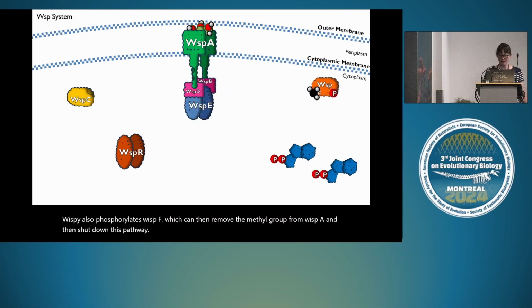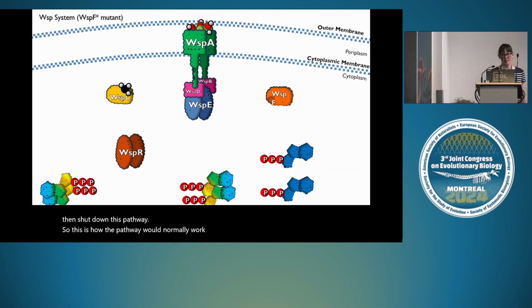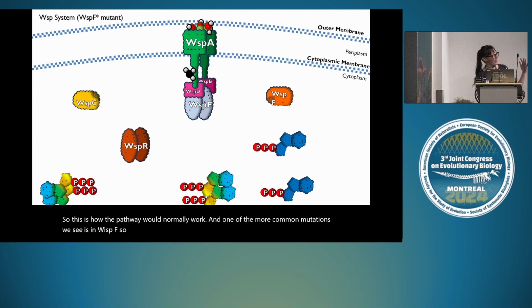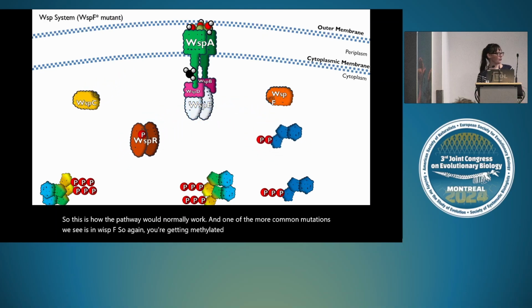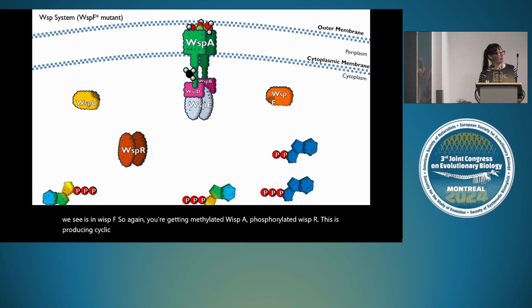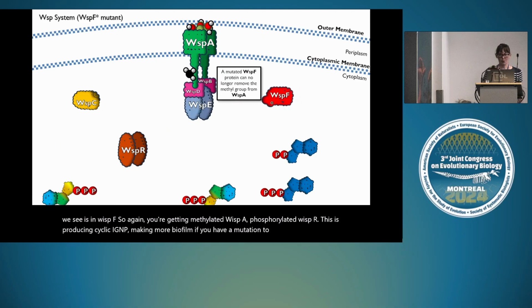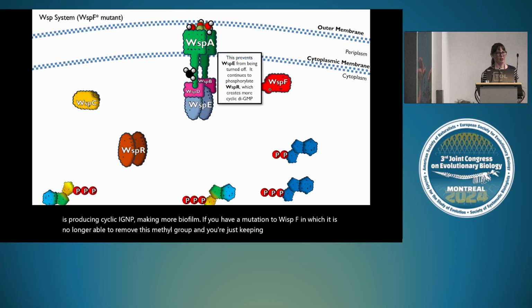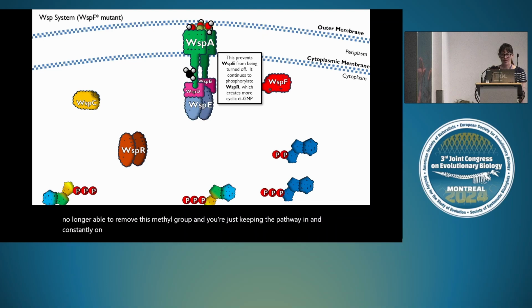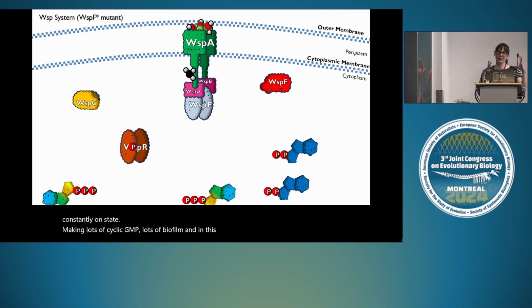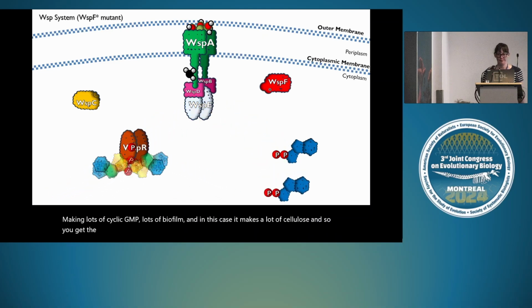So this is how the pathway would normally work, and one of the more common mutations we see is in WISP-F. So again, you're getting methylated WISP-A, phosphorylated WISP-R, producing cyclic diGMP, making more biofilm. If you have a mutation to WISP-F, in which it is no longer able to remove this methyl group, then you're just keeping the pathway in a constantly on state, making lots of cyclic diGMP, lots of biofilm, and in this case, a lot of cellulose, and so you get this wrinkled colony phenotype.